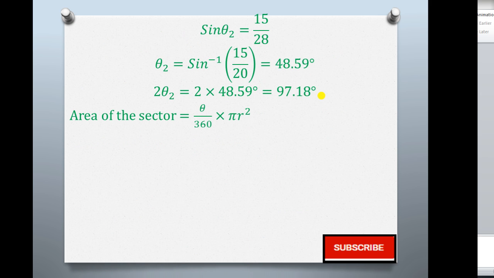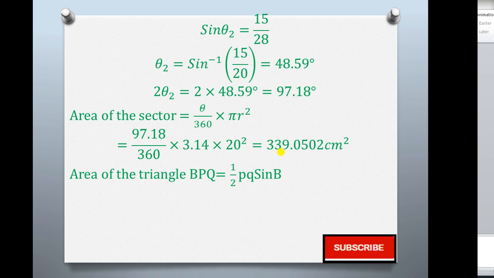Then we still get the area of the sector using the same formula we used in the first case. Remember, our angle is now 97.18 divided by 360 times 3.14 times 20 squared. And this gives you 339.0502 square centimeters.